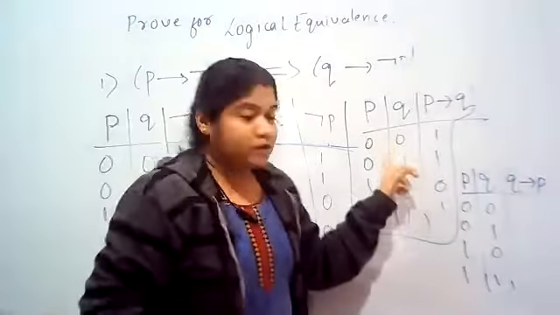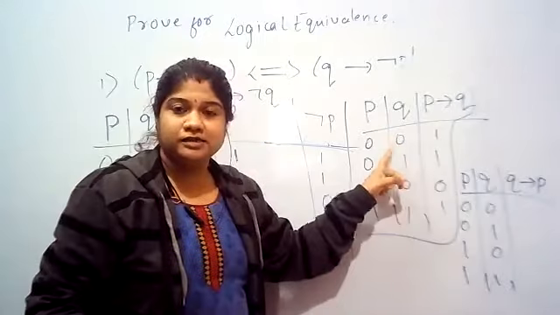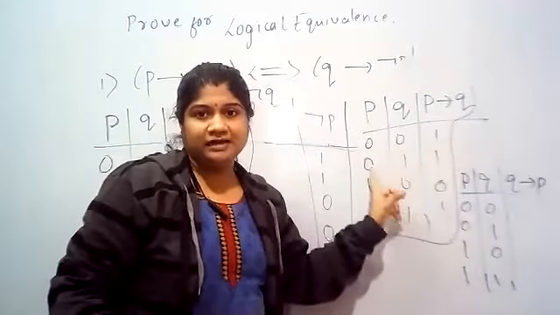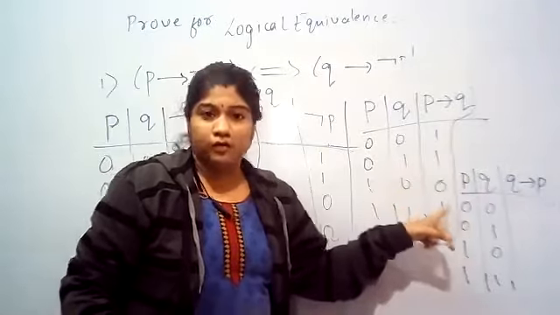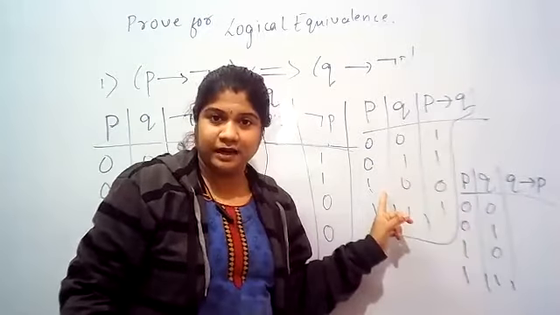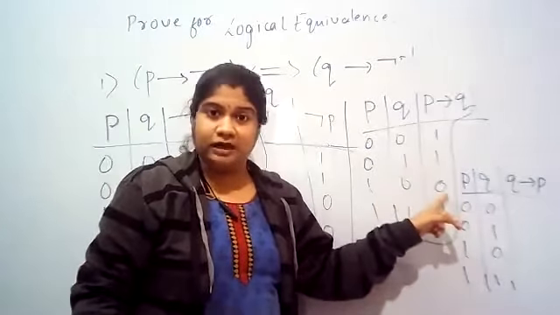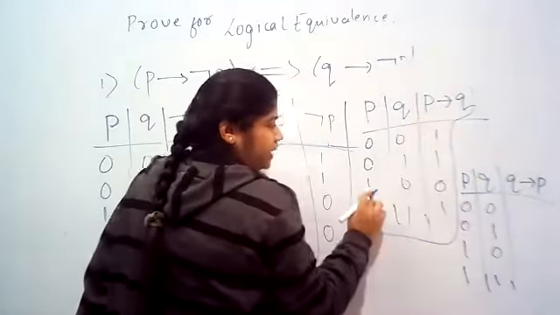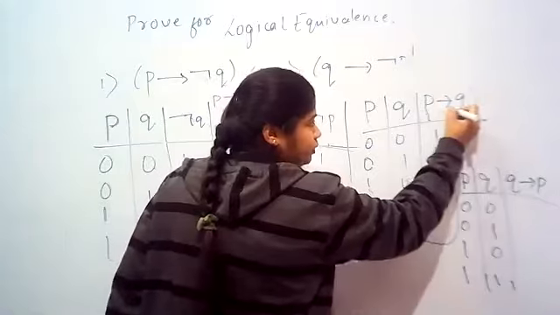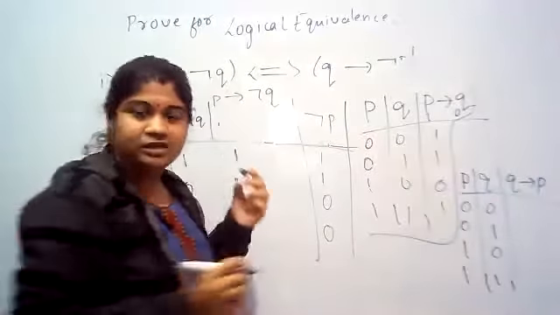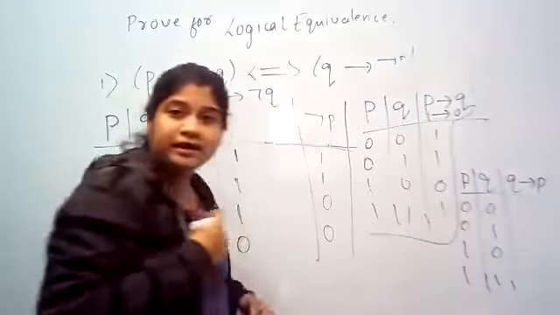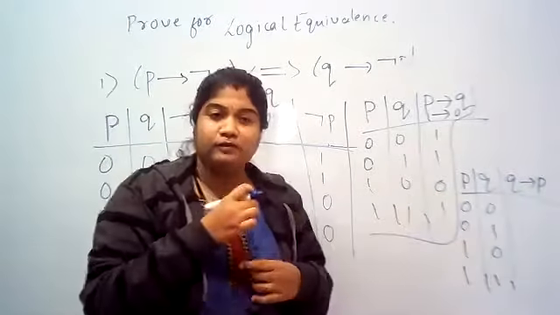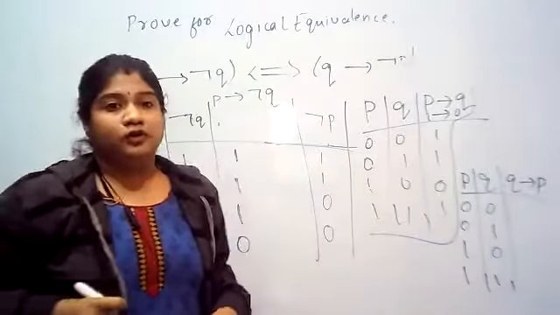So what was the logic here? What was the logic here? 0 0 is 1, 0 1 is 1, 1 0 was 0. Yes or no? When P is 1 and Q is 0, it was 0. When one condition is 0, we used to take 0. Yes or no?